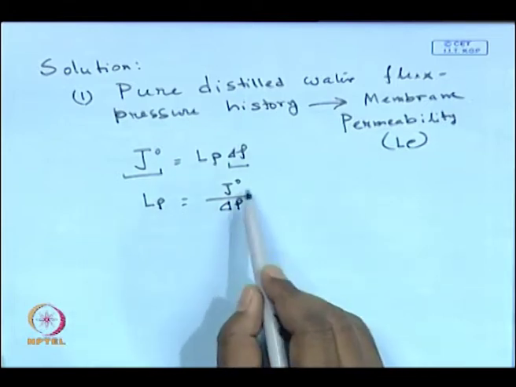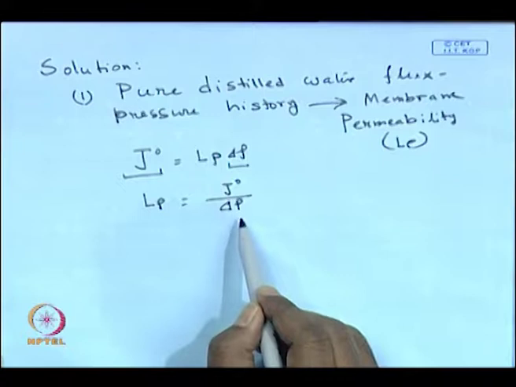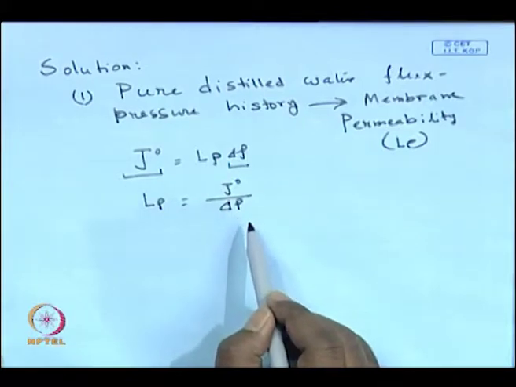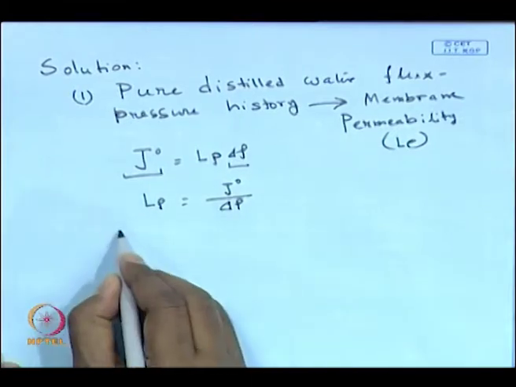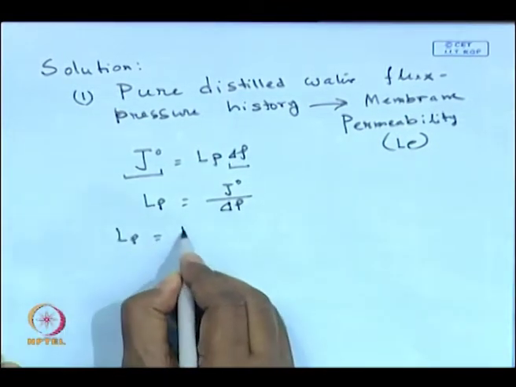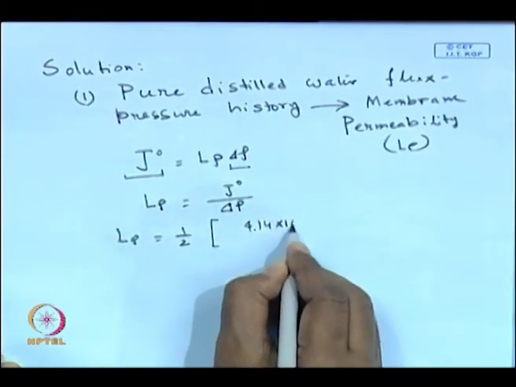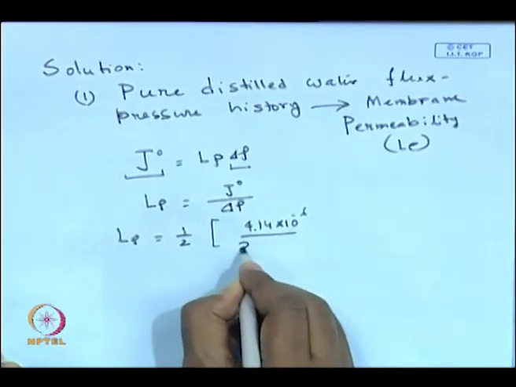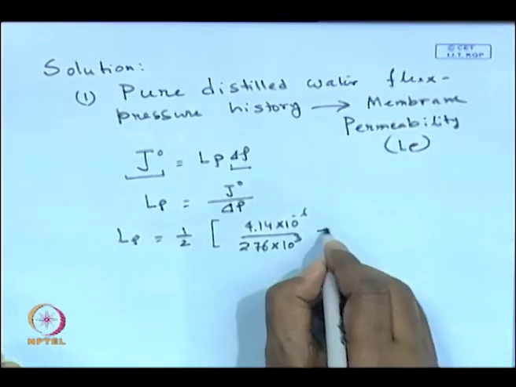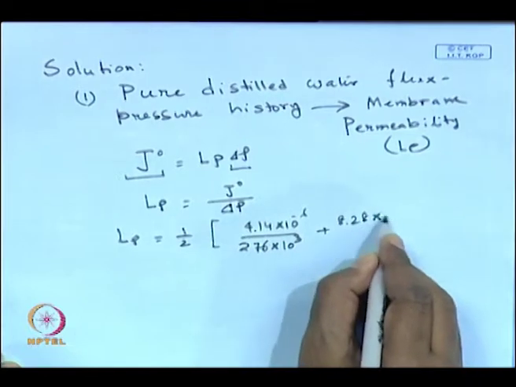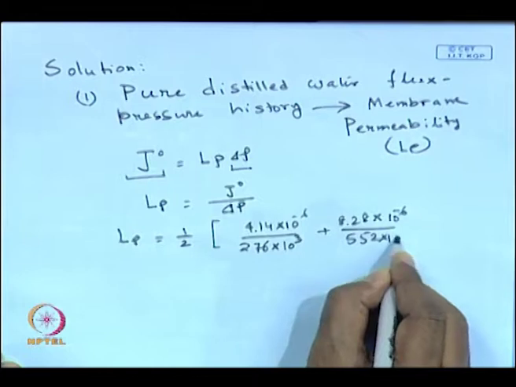Now, the J0 values, the pure water flux values at two different pressure drops, are given in the problem. So, therefore, we just take the arithmetic average of the two data. LP will be half of 4.14 into 10 to the power minus 6 divided by 276 into 10 cube, plus 8.28 into 10 to the power minus 6 divided by 552 into 10 cube.